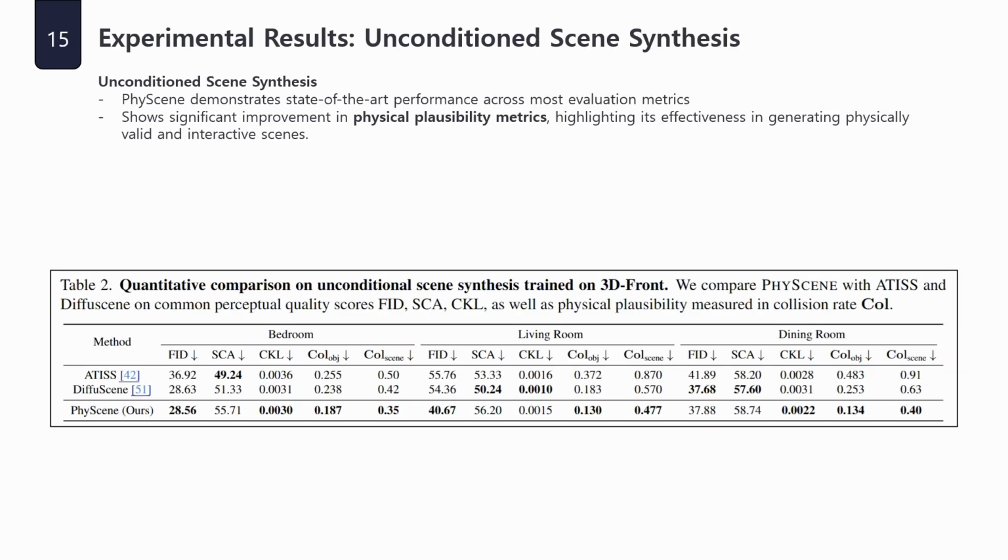In the unconditioned scene synthesis experiment, PhysicsScene demonstrates state-of-the-art results across most metrics. Notably, significant improvements are observed in physical plausibility metrics such as the collision ratio and scene collision ratio. Metrics related to the floor plan are not used in this case because the experiments were conducted on unconditioned scene synthesis.